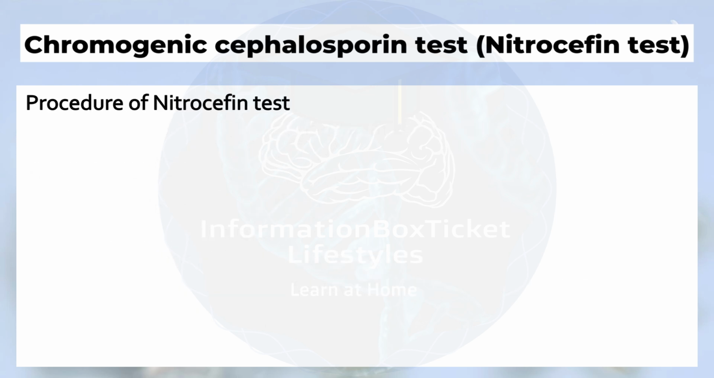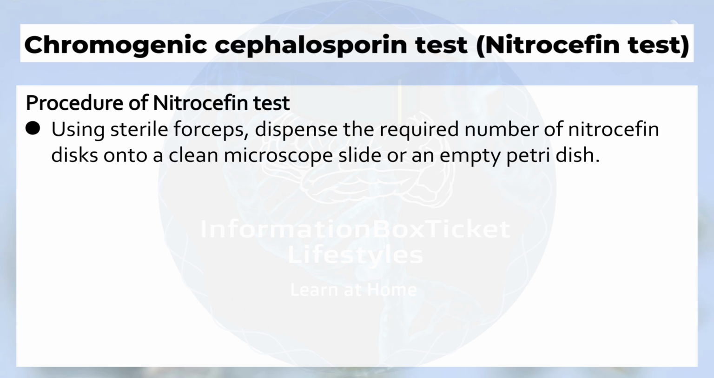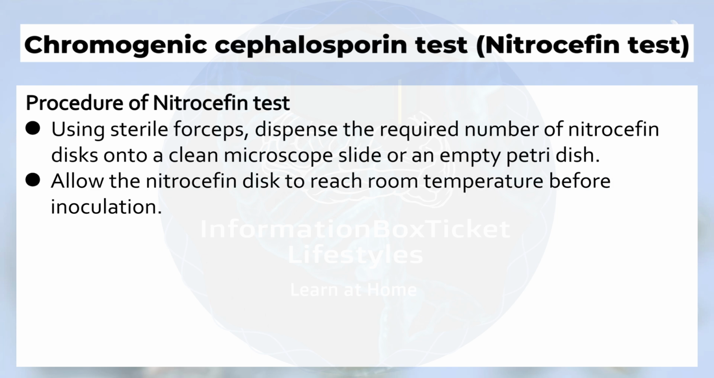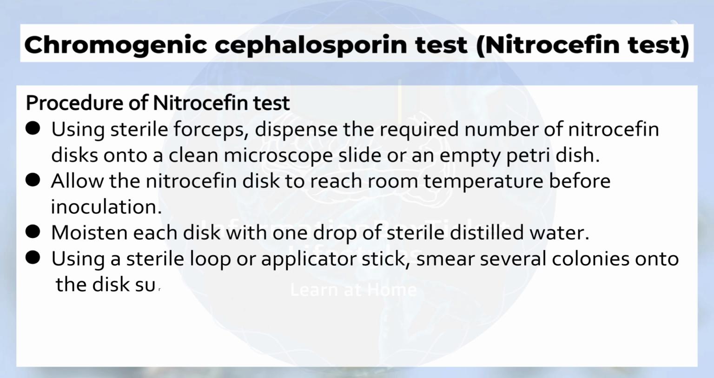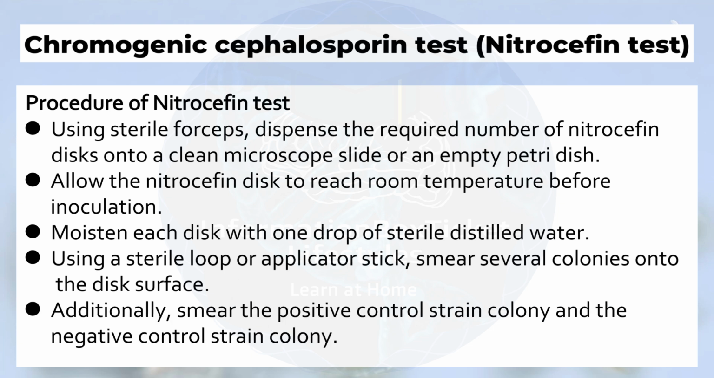Procedure of nitrocefin test. Using sterile forceps, dispense the required number of nitrocefin discs onto a clean microscope slide or an empty petri dish. Allow the nitrocefin disc to reach room temperature before inoculation. Moisten each disc with 1 drop of sterile distilled water. Using a sterile loop or applicator stick, smear several colonies onto the disc surface. Additionally, smear the positive control strain colony and the negative control strain colony.